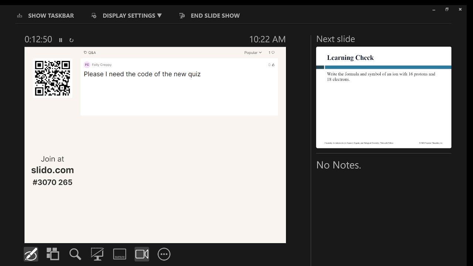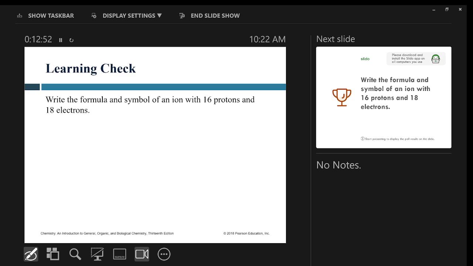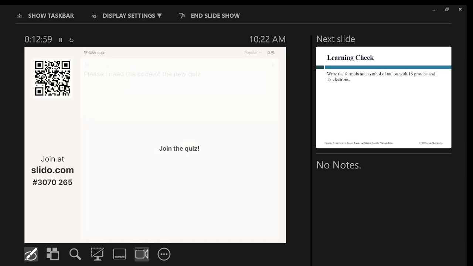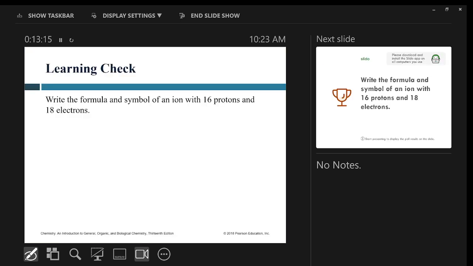Okay. So let's write the formula and symbol of an ion with 16 protons and 18 electrons. Note, by the way, that I've started putting it where you have the QR and the Q&A right before this. If for whatever reason you don't want to interrupt my flow with a question, you can post it here if you'd like. Okay? And I'll stop before we go on to the question to answer that.